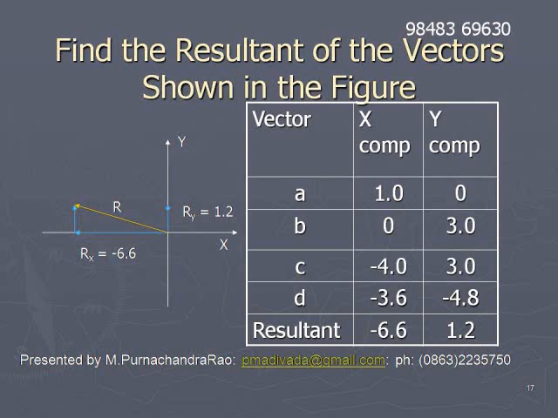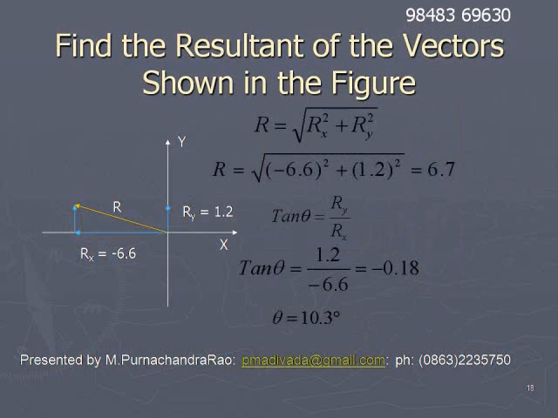Now construct Rx plus Ry, that is, Ry is constructed at the head of Rx. Then the resultant vector is obtained by joining the origin to the head of Ry. That represents the resultant vector R. This is how we get the resultant vector R. Now let us find the magnitude and direction of R.